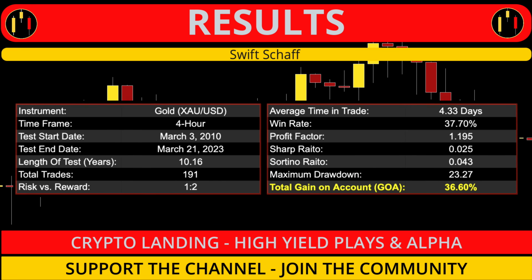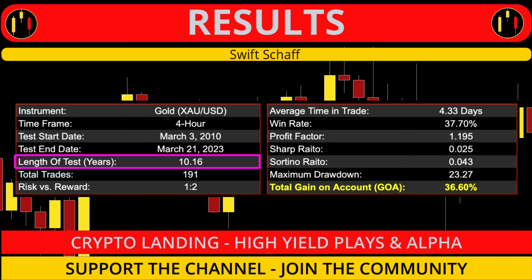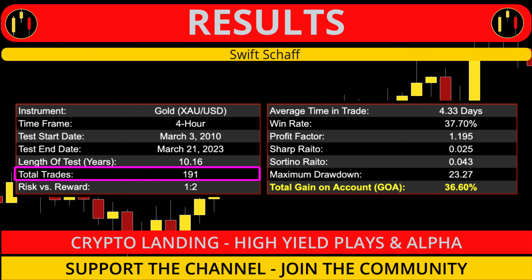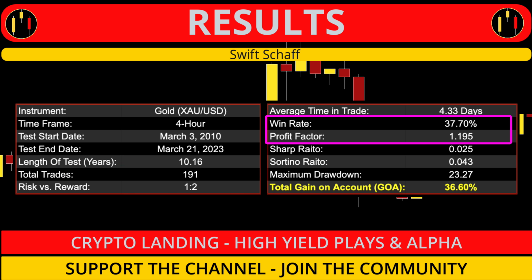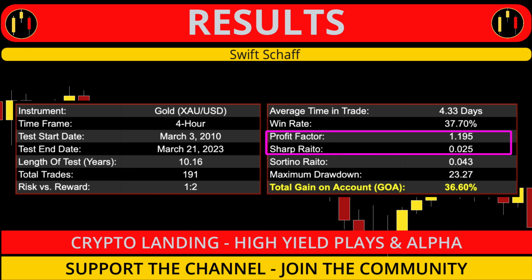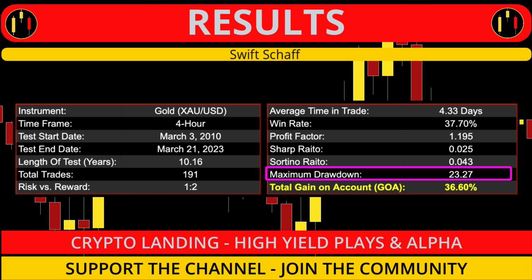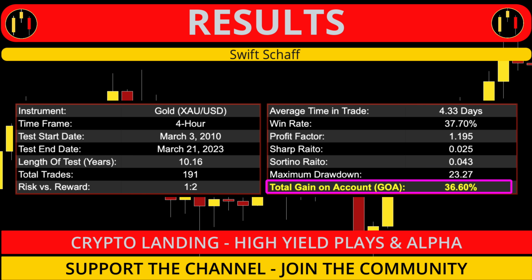The second set of results is for gold 4-hour candles. This data set encompasses almost the same time period, but got into many more trades. The win rate and profit factor were significantly lower than Meta at 38% and 1.2 respectively. The maximum drawdown was similar at 23%, but the total gain was much lower, around 37%.